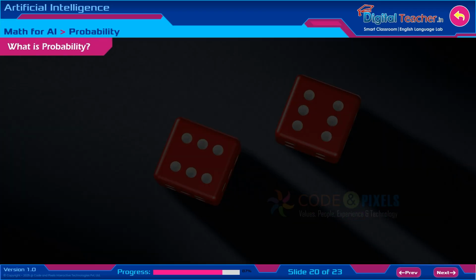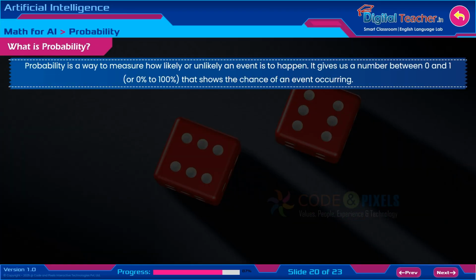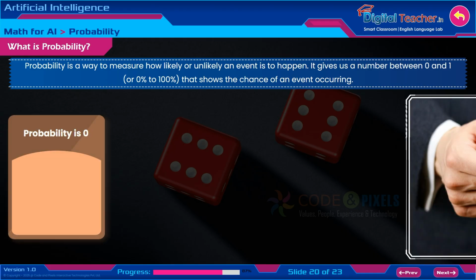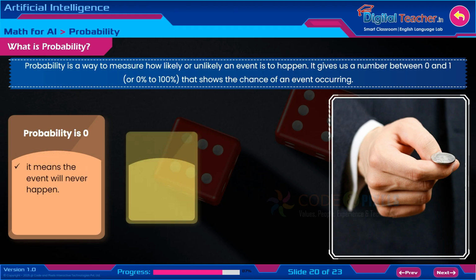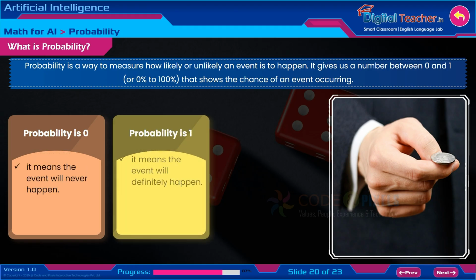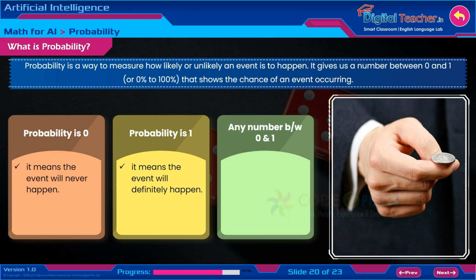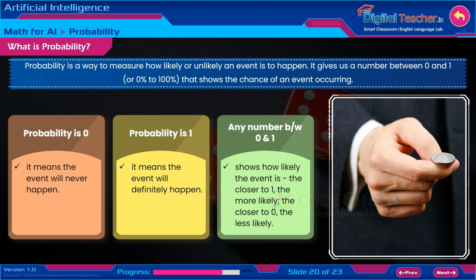What is probability? Probability is a way to measure how likely or unlikely an event is to happen. It gives us a number between 0 and 1 that shows the chance of an event occurring. If the probability is 0, it means the event will never happen. If the probability is 1, it means the event will definitely happen. Any number between 0 and 1 shows how likely the event is. The closer to 1, the more likely; the closer to 0, the less likely.